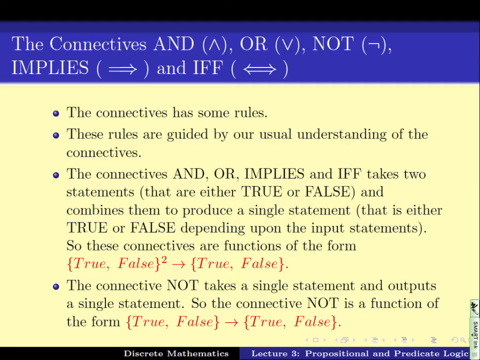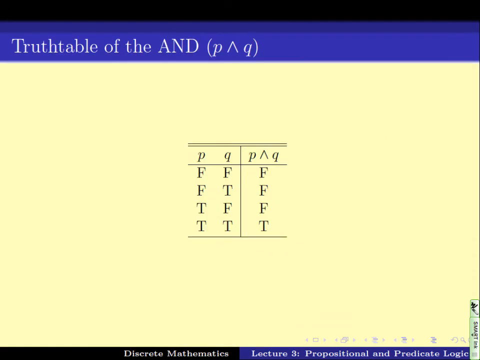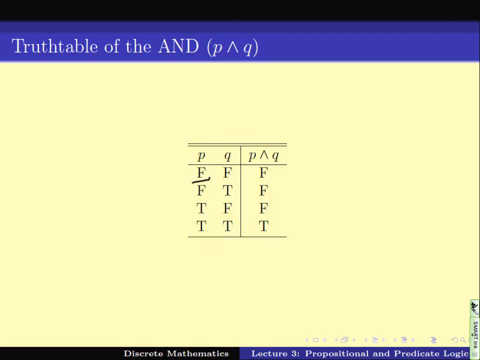Let's see some of the rules that are used for and, or, implies, and if and only if. So here is the truth table. You can go over the truth table and understand what each of the statements means. Now this is the way we should read it.